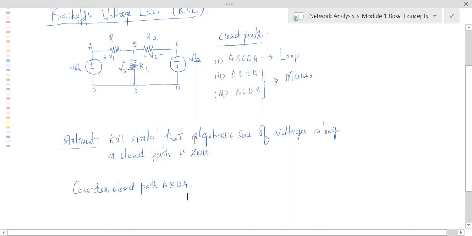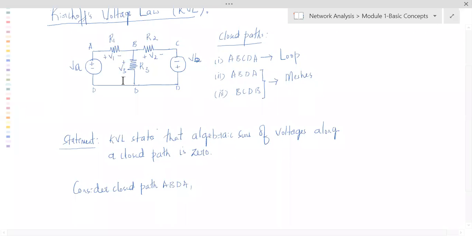Okay, and they're saying algebraic sum, we can add them up, but when we are adding them up, not all the voltages are positive voltages, or not all the voltages are negative voltages. There are some voltages positive, some voltages negative. Okay, so which voltage would be a negative voltage and which voltage would be a positive voltage is what we are learning now. Okay, everybody focus, very important thing.